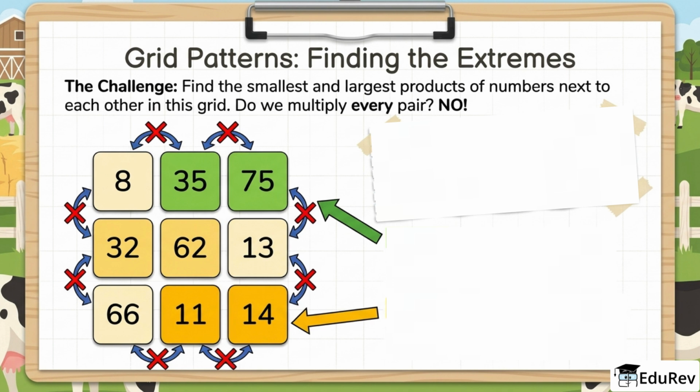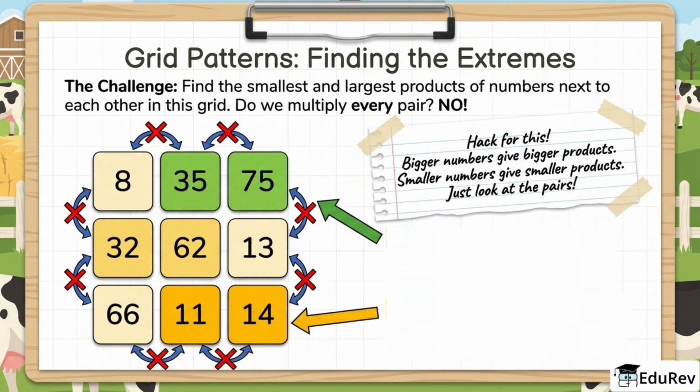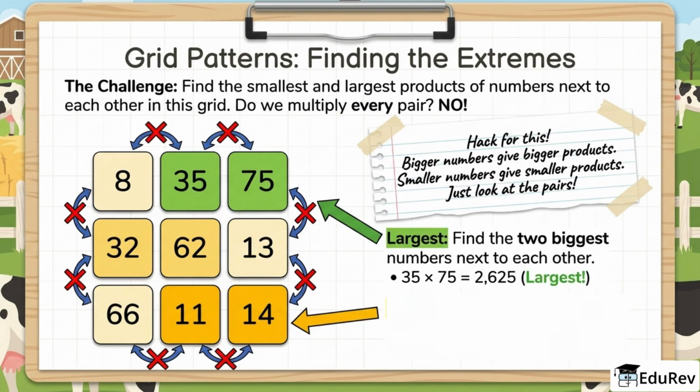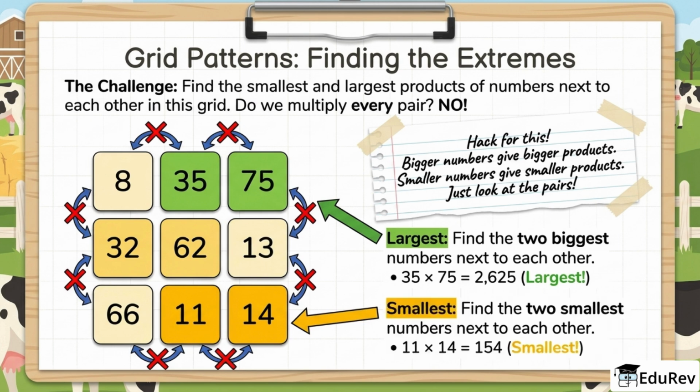Sometimes exams will give you a grid of numbers and ask you to find the smallest and largest products of numbers next to each other. Do not waste time multiplying every single pair. Just use logic. Bigger numbers give bigger products. So to find the largest product, just find the two biggest numbers next to each other. In this case, 35 and 75. To find the smallest product, find the two smallest numbers next to each other, which are 11 and 14.